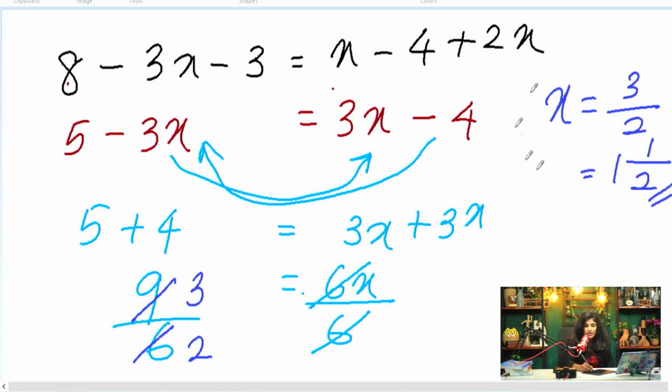If you want to simplify this one into a decimal answer, then x is equal to, for 3 how many 2's are there? Only 1. And 1 is remaining. So that is 10. For 10 how many 2's are there? 5.